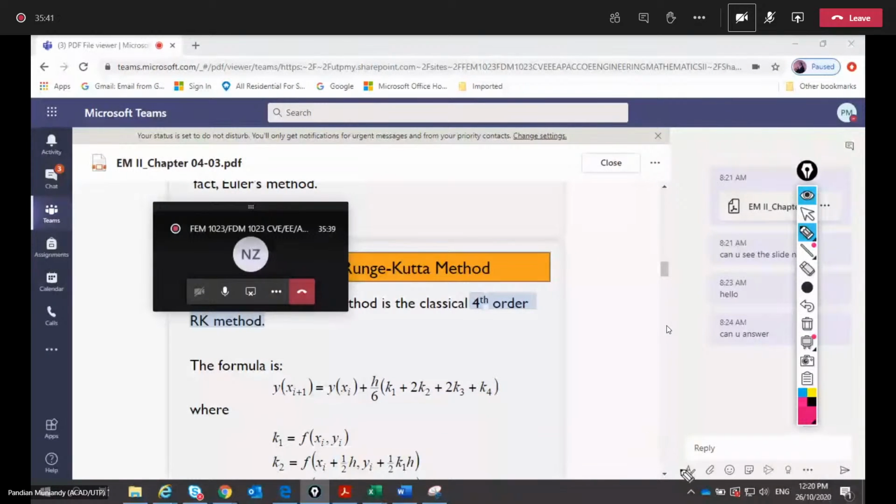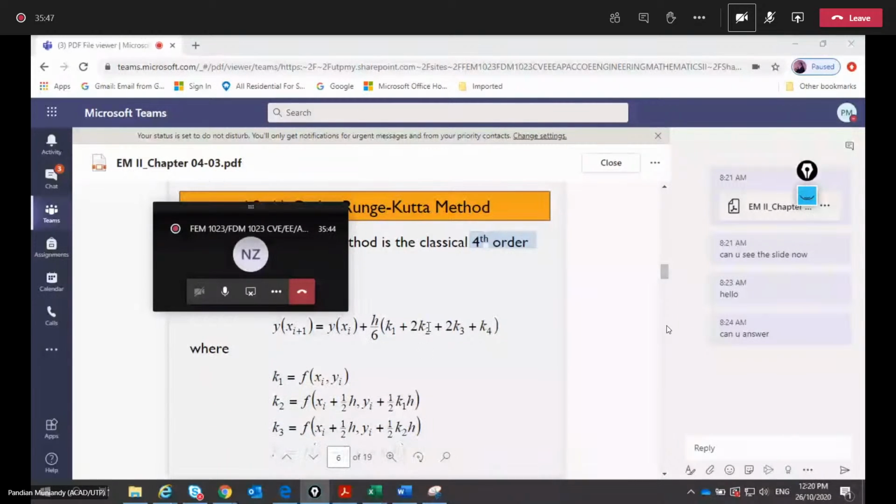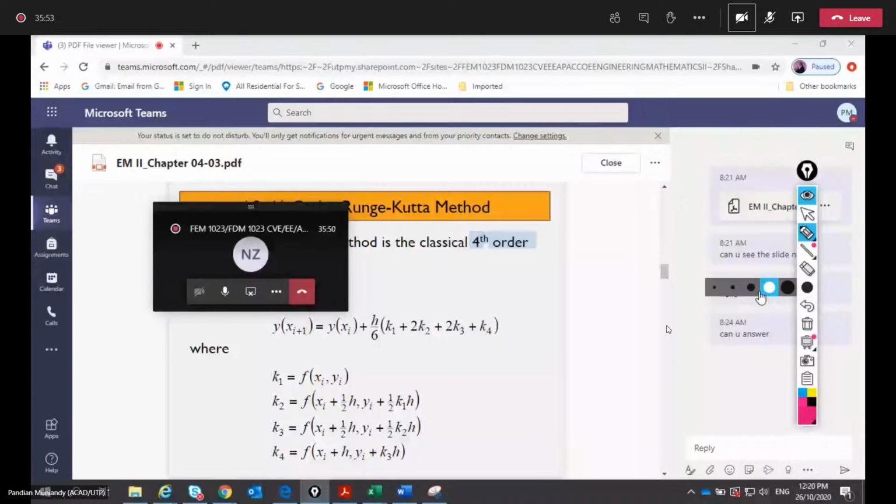So you see the k1, k2, k3. That is the important thing now. The k1, k2, k3 are defined like this. First, you have to find k1. How they define k1 is very easy: k1 equals f(xi, yi). In the calculation, you don't put the subscript.